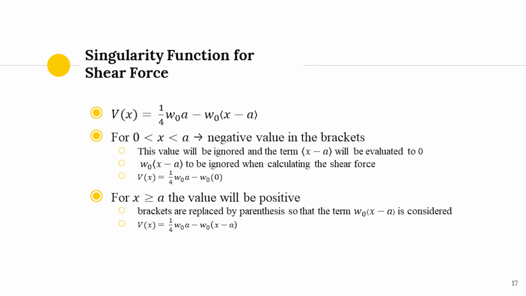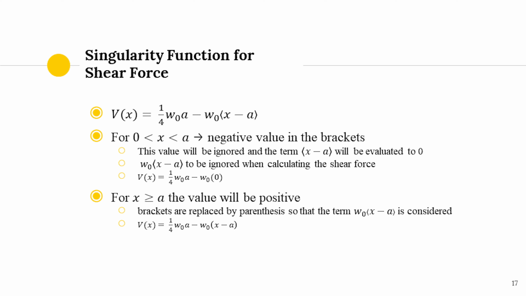Noticing that the negative omega naught times (x minus a) term is only included in the equation for shear force when x is greater than or equal to a, we can combine the functions and obtain the singularity function for shear force, where the discontinuity we noticed before is the condition in the Macaulay brackets that turns that term in the function on or off.